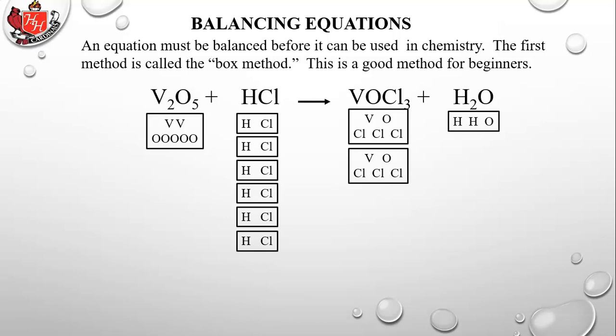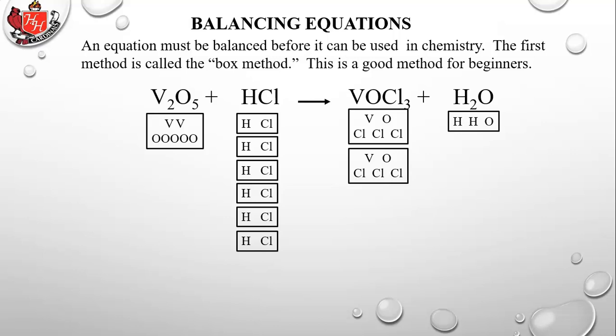Now sometimes when you go to balance that second element, you might throw the first element that you balanced out of balance. And that might seem kind of frustrating, but that's just the way it goes sometimes. You may have to go back and balance that element a second time, but here we didn't have that. Adding the chlorines did not affect the V's. So now we have 2 V's on the left, 2 V's on the right, and now we have 6 chlorines on the left and 6 chlorines on the right.